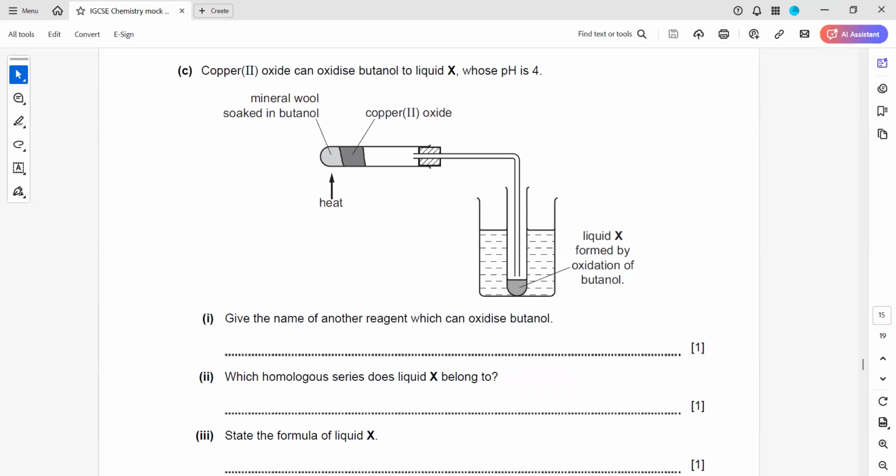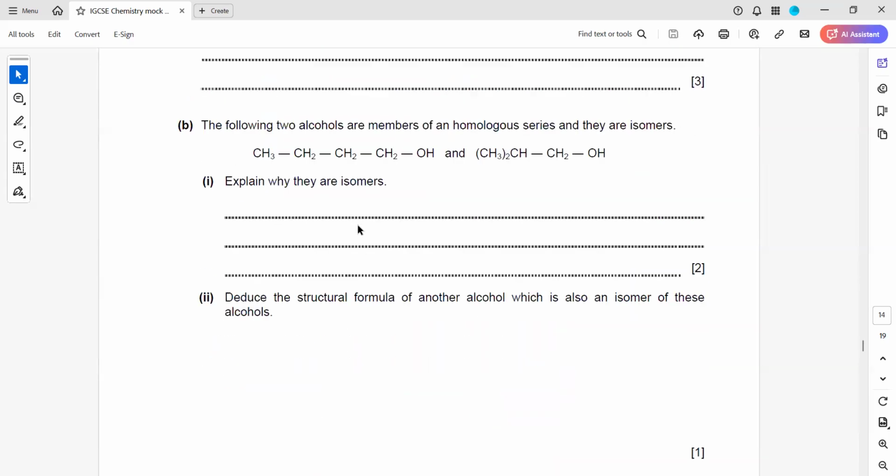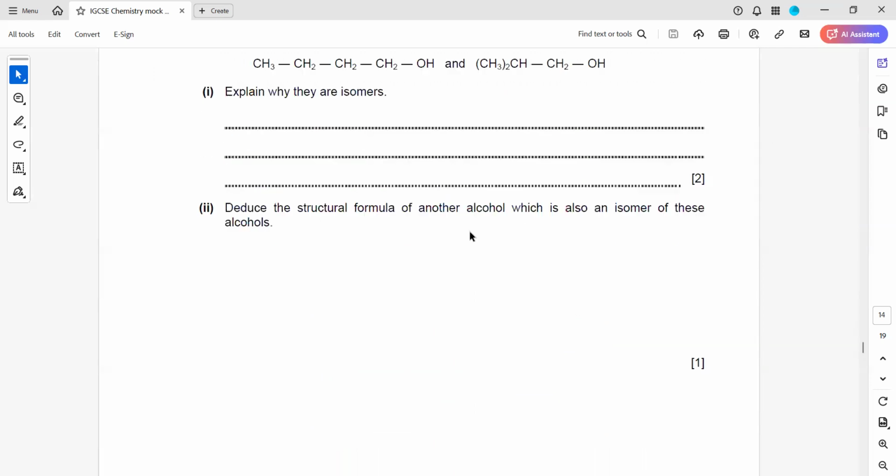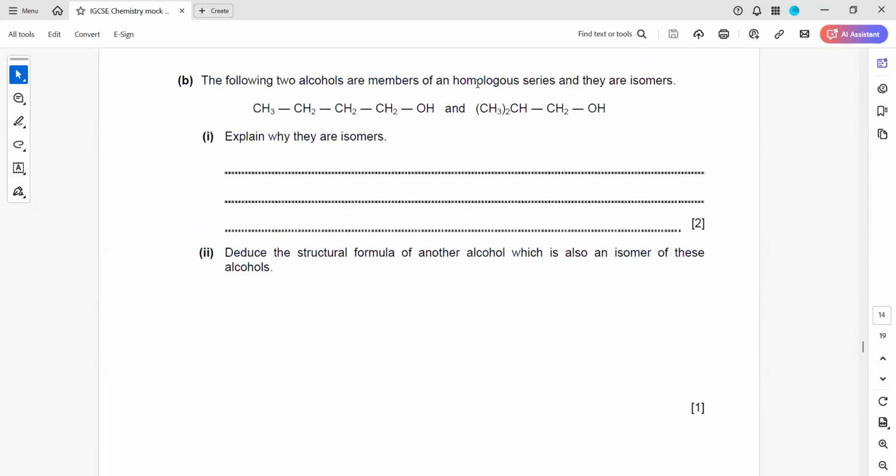For B2, the diagram was an exothermic reaction. For this one, alcohol, we just have to draw an isomer of alcohol. Like 4 carbon atoms and OH is attached to the first one. What we simply do is change the position of OH to the second carbon. That's it. If you want to draw an isomer of alcohol, you just change the position of OH.